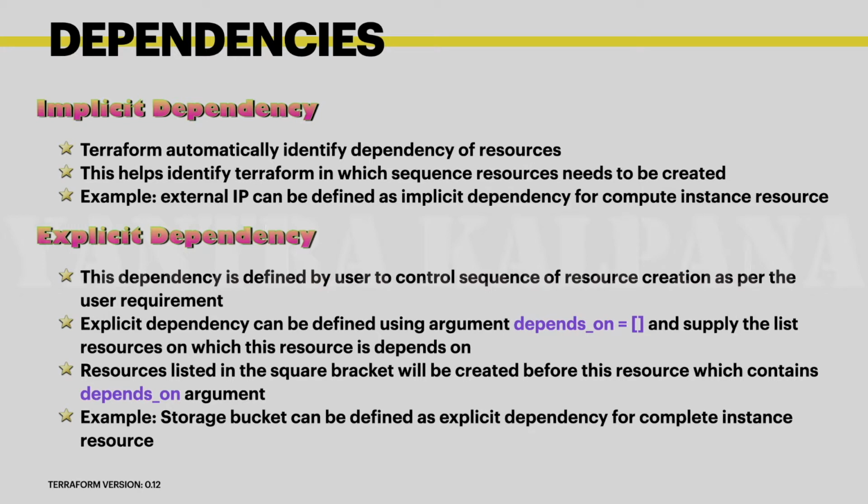If creation of any of those resources fails, this resource also will not be created. For example, if a storage bucket needs to be created before a specific compute instance resource, within the block of the compute instance, we can define this explicit dependency within the square brackets. And when this configuration is executed, the storage bucket will be created before the compute instance. We will experiment with both of these dependencies in the hands-on session.